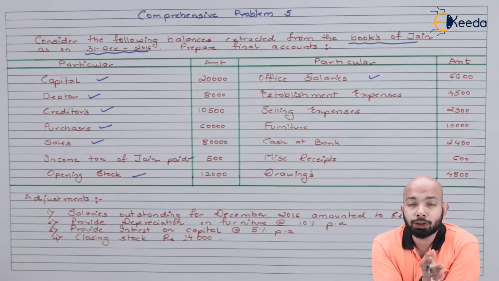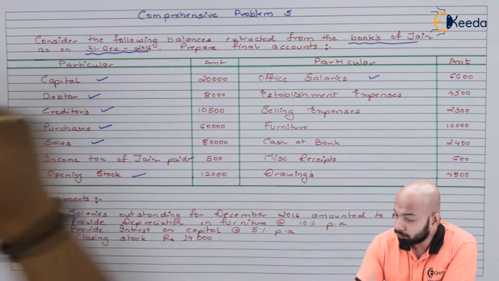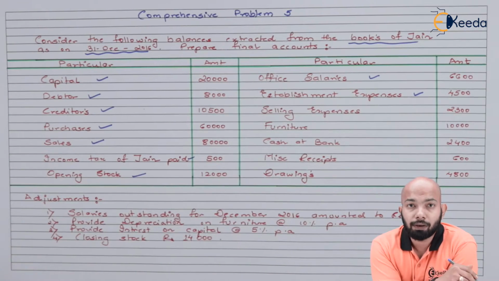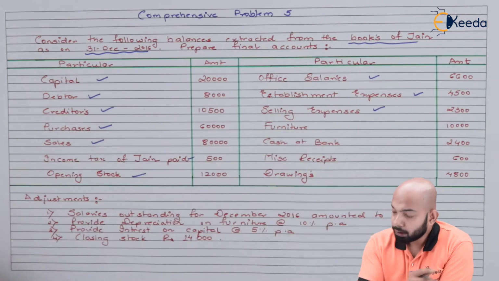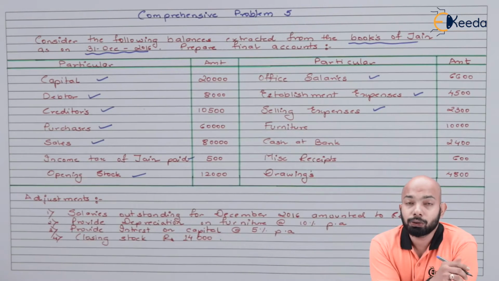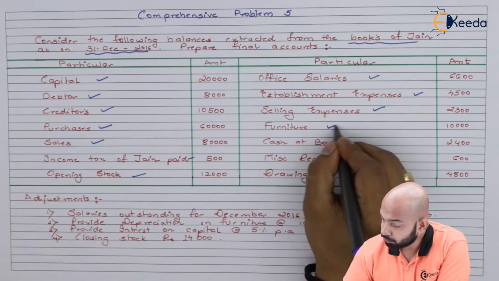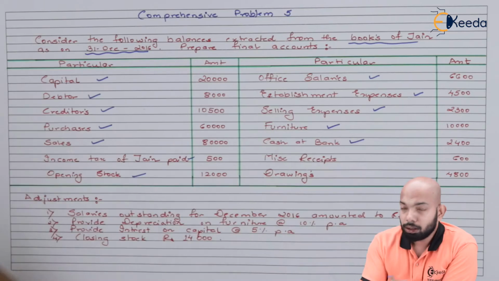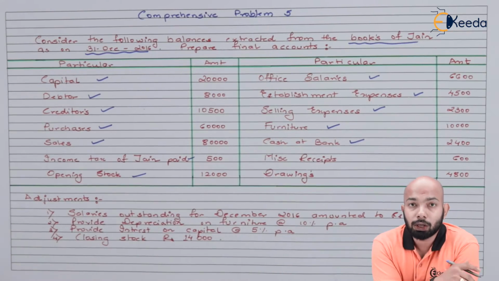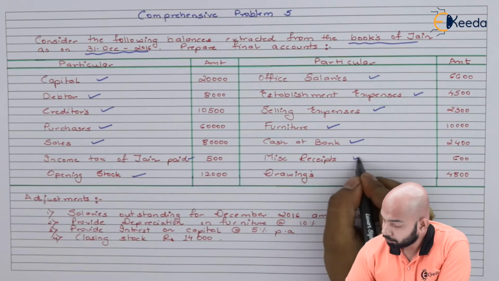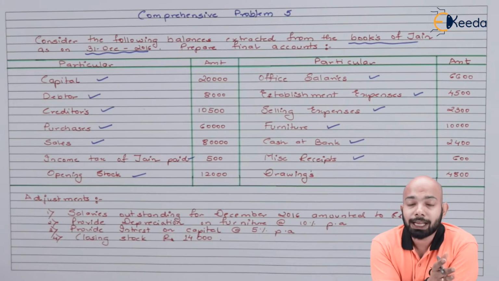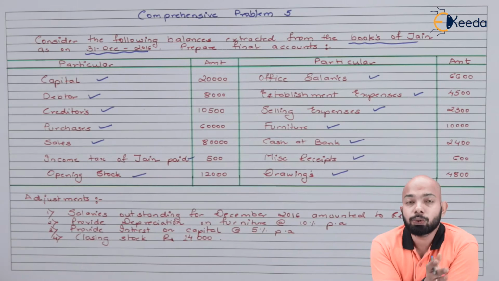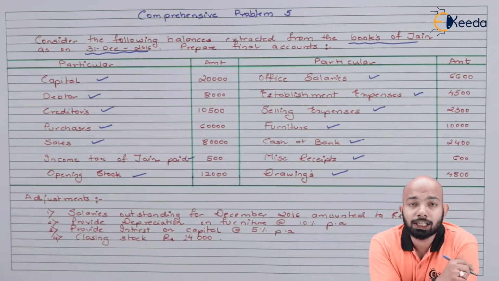Office salaries together constitute 6,600. Establishment expenses go to 4,500. Selling expenses come down to 2,300 here. Furniture comes to 10,000. Cash at bank goes to 2,400. Miscellaneous receipts at 600 here. And drawings come to 4,800. All these details have been mentioned.